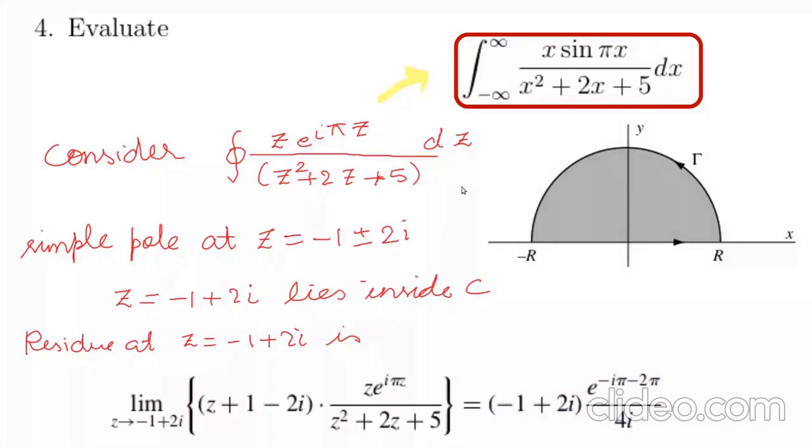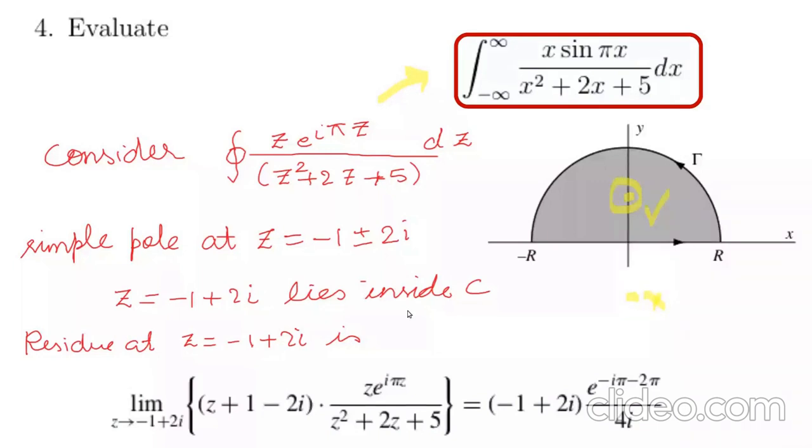Firstly, we will find the poles. So the poles will be -1 plus 2 iota and -1 minus 2 iota. If I am considering this as my contour, the pole -1 minus 2 iota will be here, and the -1 plus 2 iota will be somewhere here. So actually this pole is inside the contour and this is outside the contour. So we will consider this pole to find the residue.